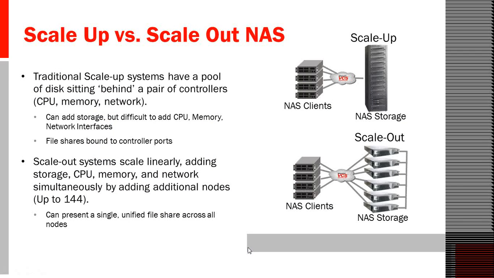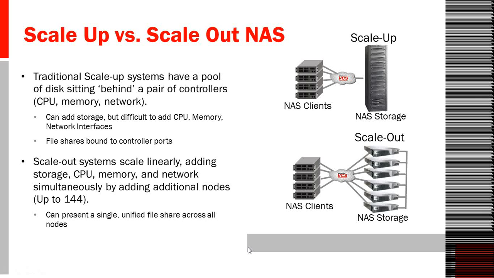Something else that's been happening in the industry in the NAS area is this idea of scale-up NAS versus scale-out NAS. Traditional NAS systems had a pool of disks like we see there behind, probably a pair of controllers for HA. And you could scale up the amount of storage that you have, but in terms of performance, it's difficult to add CPU and memory, and the file shares are bound to those controller ports. So not hugely scaling. You could increase the amount of storage you have, but performance wouldn't really increase in linearity.